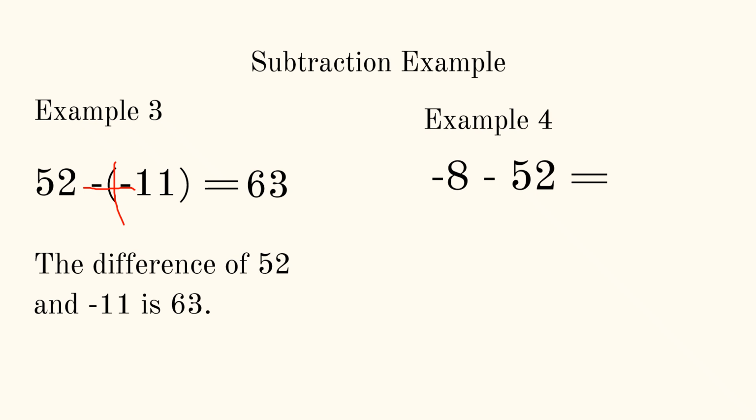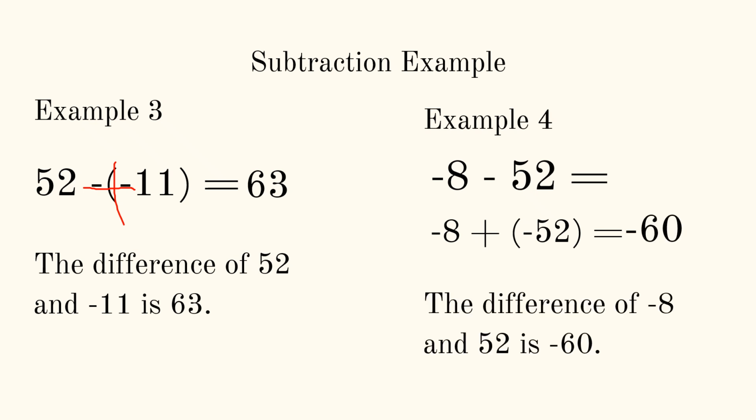Example 4, negative 8 minus 52 equals. So first thing we're going to do is change it to an addition problem. Negative 8 plus negative 52. And since we know both signs are the same, we could go ahead and add them. So 8 plus 52 gives us 60, and it's going to be a negative. So the difference of negative 8 and 52 is negative 60.